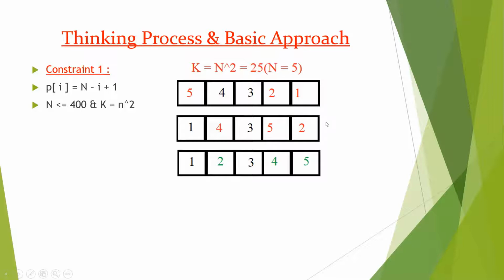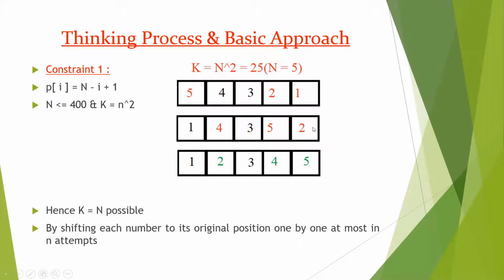So what we can observe is that by choosing operations such that every element has been considered at least once, we can solve this problem in k equal to n at most. Hence the case of k equal to n squared is pretty much valid, and we can do it by shifting each element. So this is a straightforward, brute force approach.